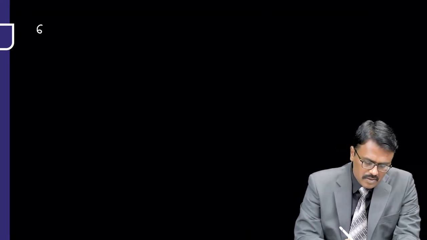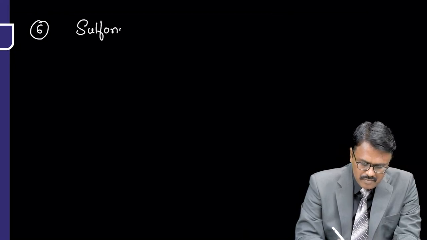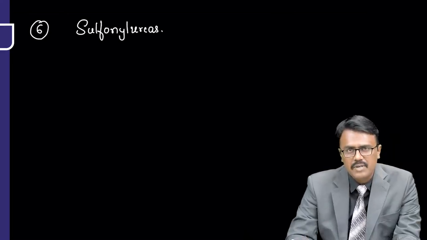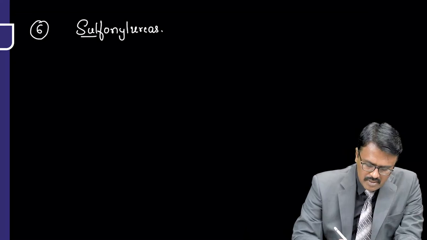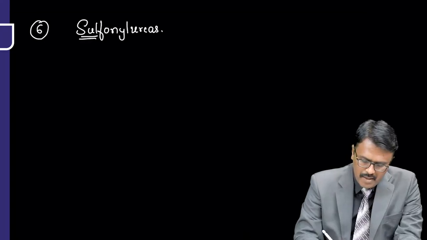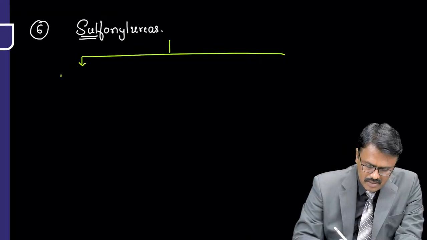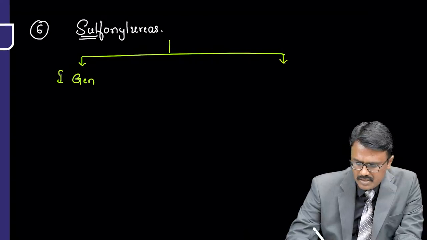Now, once we understand pioglitazone, the sixth group of drugs we are going to discuss is called sulfonylureas. As the name suggests, they are sulfur derived. So what can we expect? Allergy. Now, there are two generations of that. The first generation, and we have the second generation.